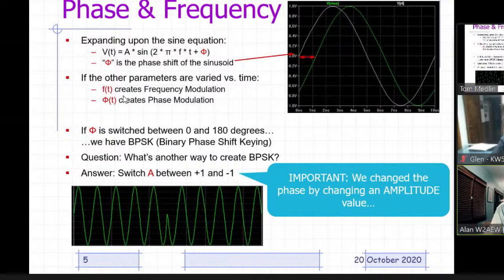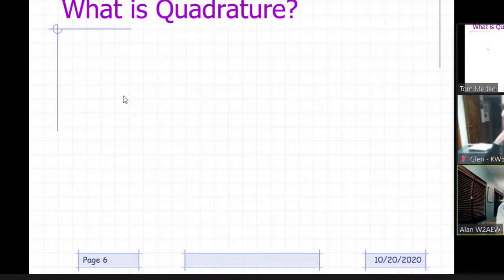It's a lot easier to do that oftentimes than to create a phase shift on an RF signal. So here we've figured out a way that I could just change this amplitude parameter and invert the phase of a signal, creating a binary phase shift keyed signal. So that's an important concept here, so keep that in the back of your mind.